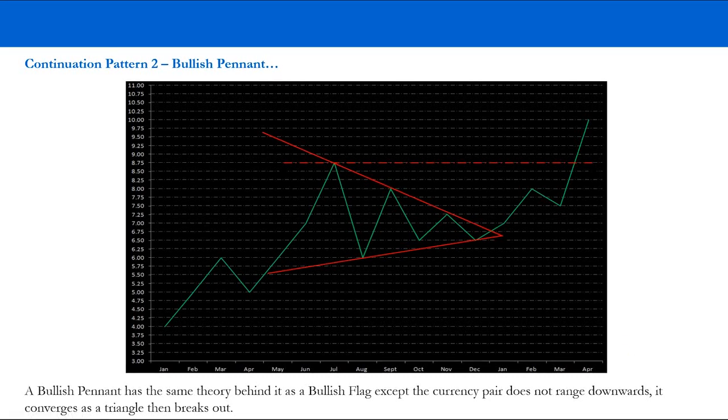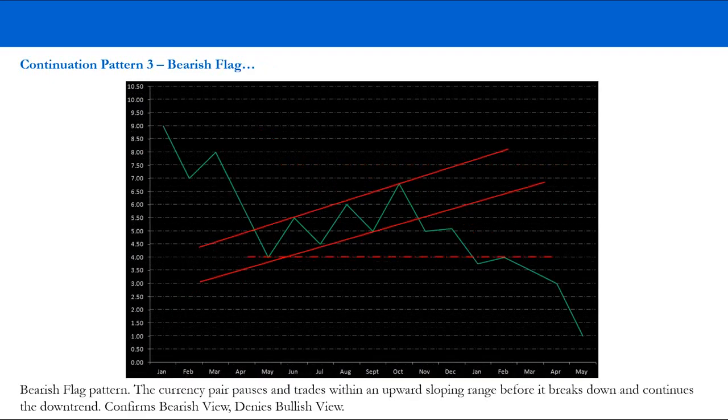So you should always treat bullish flags and bullish pennants in the same way. Now we move on to continuation pattern 3, the bearish flag. This is basically just the reverse of a bullish flag. So our first continuation pattern, we have an overall downward trend in the currency pair from 9 down to 1. And as the currency pair is going down in the overall trend, it pauses and trades within an upward sloping range before it breaks down and continues.